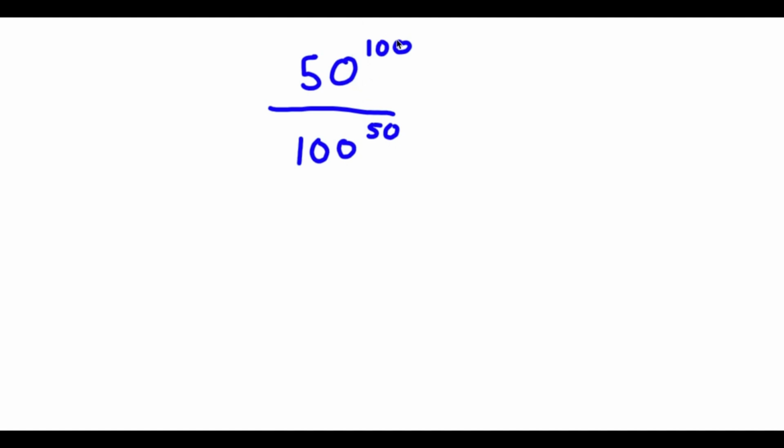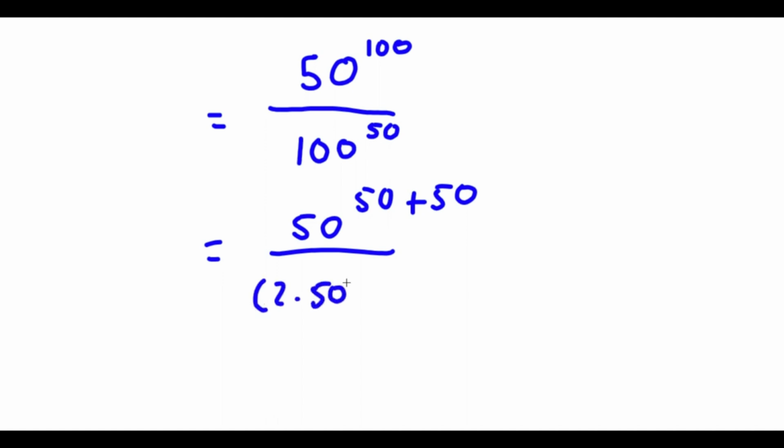Alright, so I have 50 to the power of 100 over 100 to the power of 50. So now 100, we can rewrite this as 50 plus 50. So now I have 50 to the power of 50 plus 50 over, now 100, this is the same thing as 2 times 50. So over 2 times 50 to the power of 50.